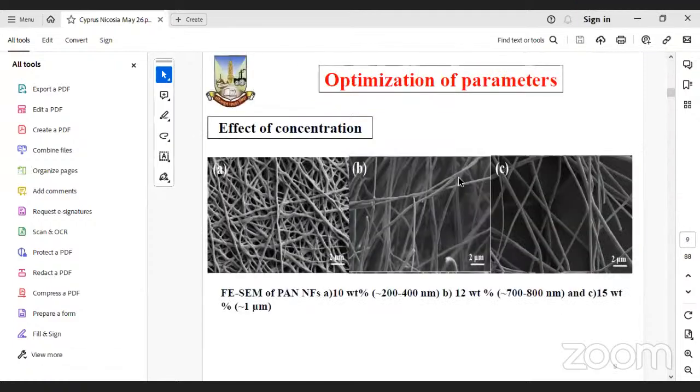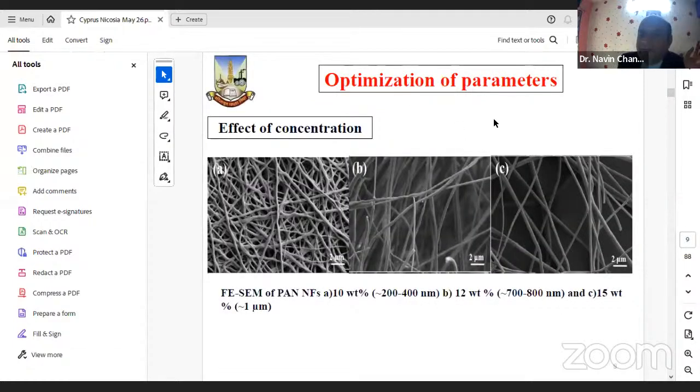So, as I mentioned, effect of the parameters on drawing of the fibers, effect of concentration. Effect of concentration means what? The viscosity of the solution is very important. When we talk about the concentration effect, see, 10 weight % of the solution gives this much of the fiber. 12 weight % of the solution gives this much of the fiber. 15 weight % of the solution gives this much of the fiber.